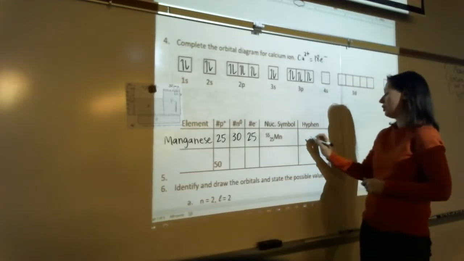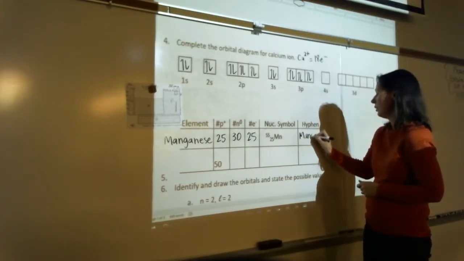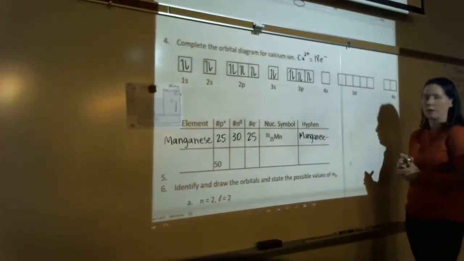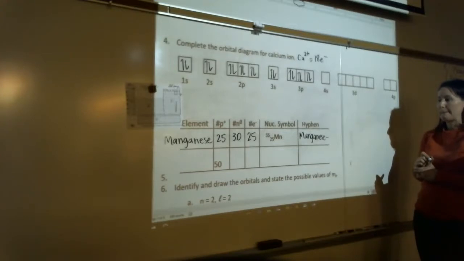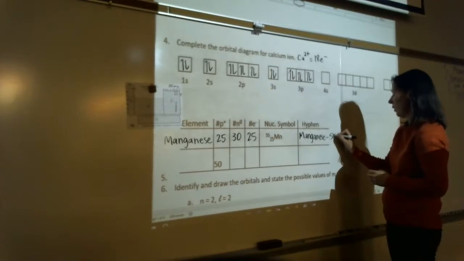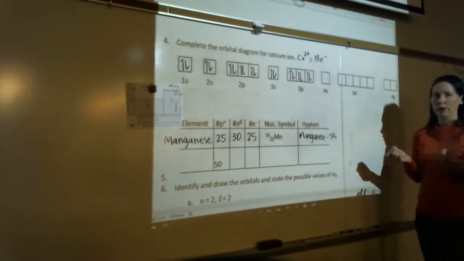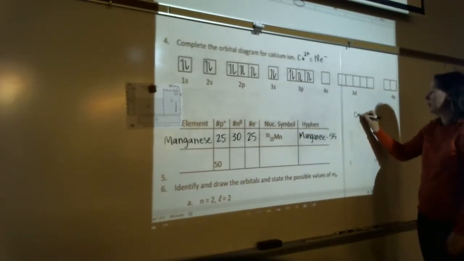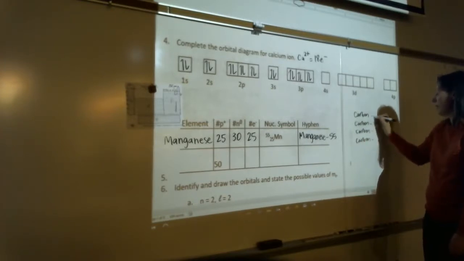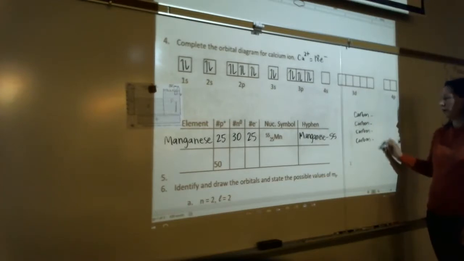And then for hyphen notation, you write the name, and then a dash, and then what do you put? The mass number or the atomic number? The mass number, right. Think about why. Just always ask yourself why. Think about carbon. Carbon's got 4 isotopes. If you wrote the atomic number, what number would go here for all of them? It would just be 6.